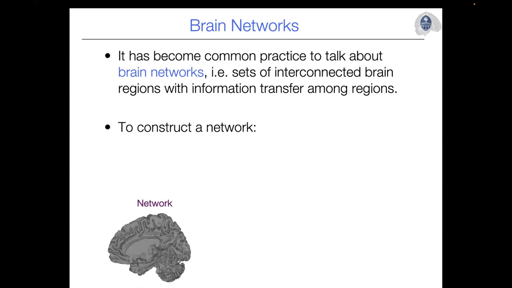And so how do you construct a brain network? Well, one way would be that you just define a set of nodes. These are sometimes called regions of interest or parcels of the brain. So you might split the brain into different things.